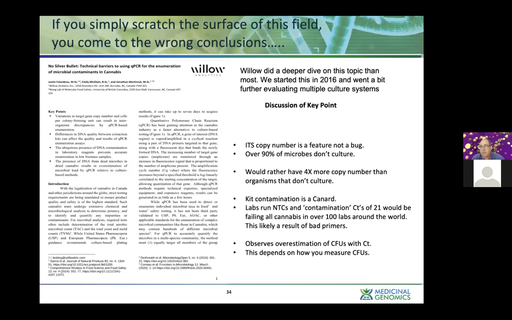We actually think this relates to some of the primers that they're using, and we'll walk you through some of the pitfalls of designing primers in absence of knowledge of the cannabis genome, which I think is what happened here. They observed some overestimation of CFUs to CTs, and I think this comes down to how you measure that on the plates. And let's dive into that.